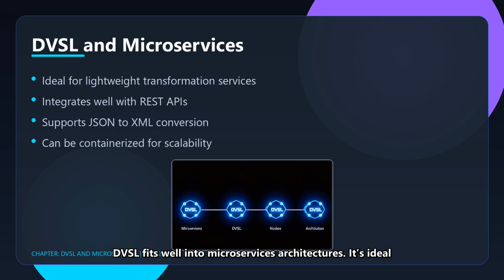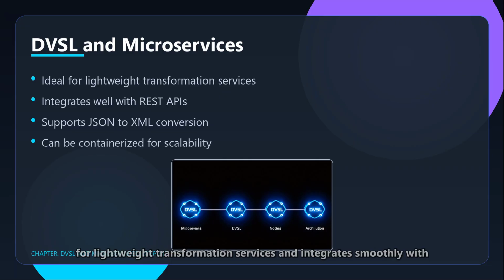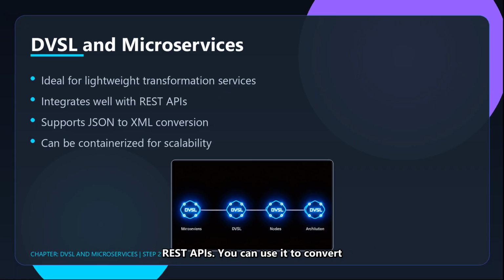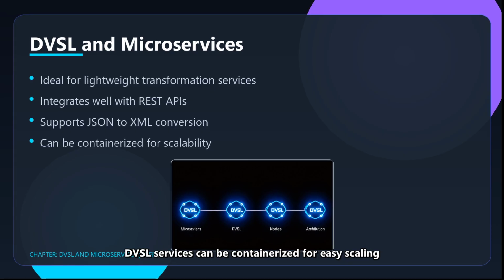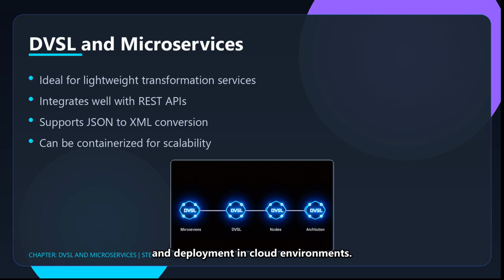DVSL fits well into microservices architectures. It's ideal for lightweight transformation services and integrates smoothly with REST APIs. You can use it to convert JSON data into XML or vice versa. Plus, DVSL services can be containerized for easy scaling and deployment in cloud environments.